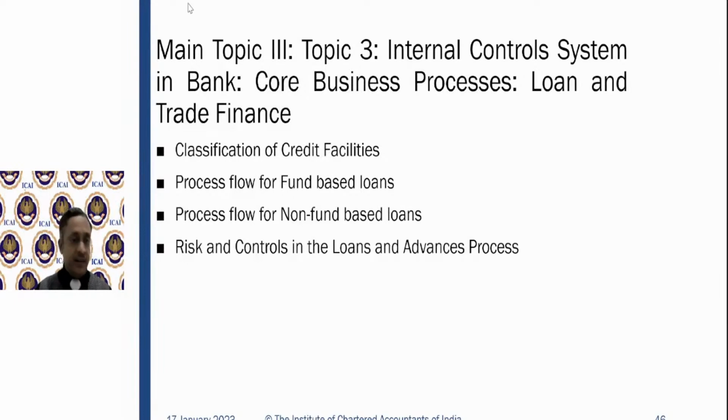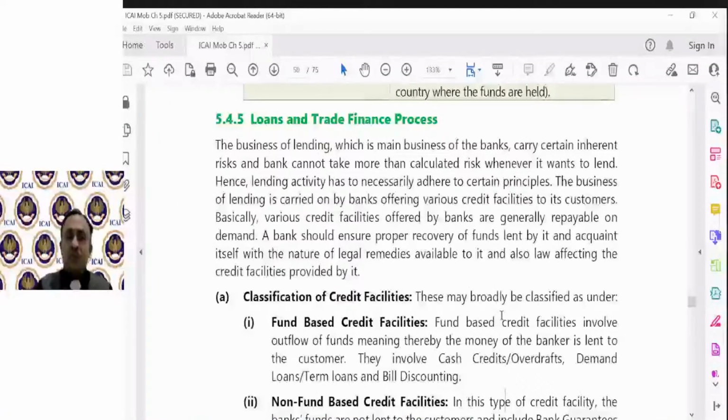Okay. Now let us continue with the next one, the trade finance process of a bank. The business of lending, which is the main business of a bank, can carry certain inherent risk. A bank cannot take more than calculated risk whenever it wants to lend. And the lending activity has to necessarily adhere to certain principles. Now, these principles again have to be incorporated in the core banking system. So let us talk about one by one what exactly are the issues that the banker is trying to address by this.